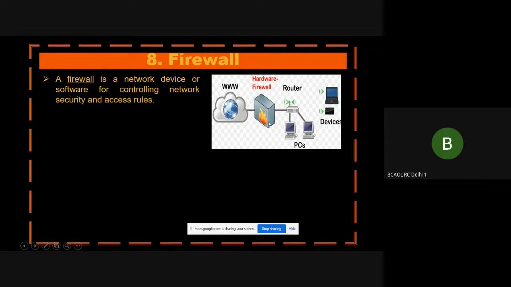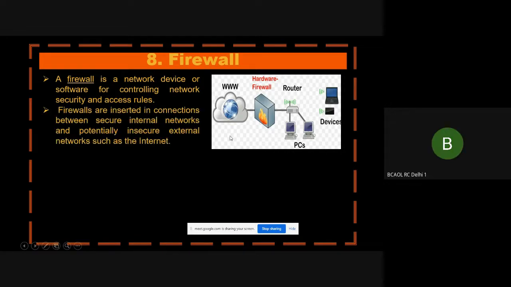So this is a hardware firewall. See, network device or software. A firewall can be a software firewall, like in your Windows, you have Windows Firewall, right? So that is a software firewall. But you can also have a hardware device, which is a firewall, which controls the network security and access rules. So it stops unauthorized access from outside. Do you understand?